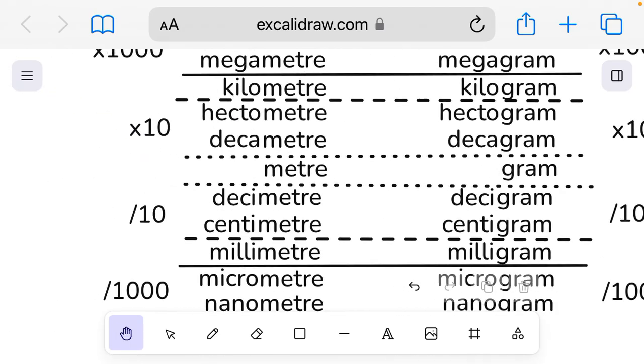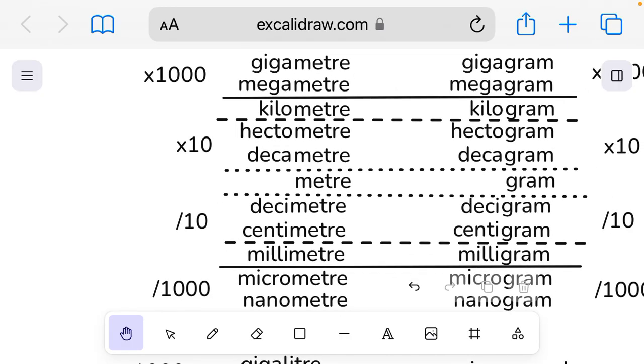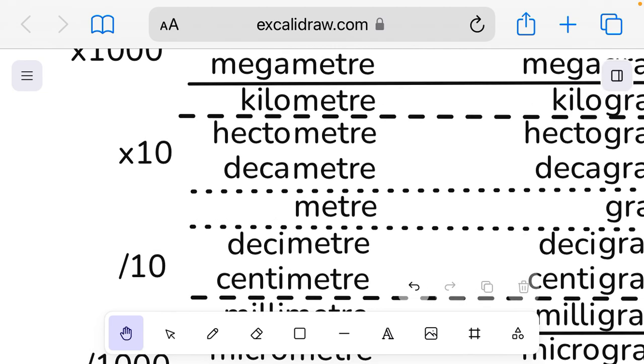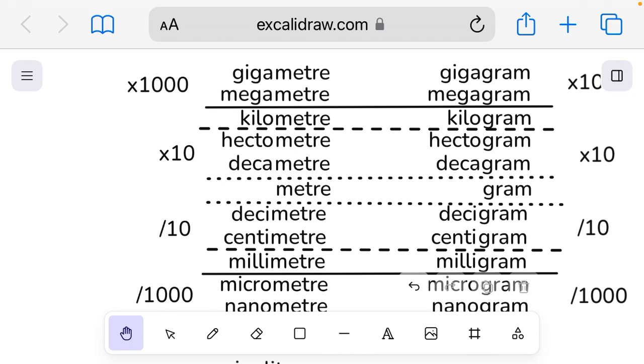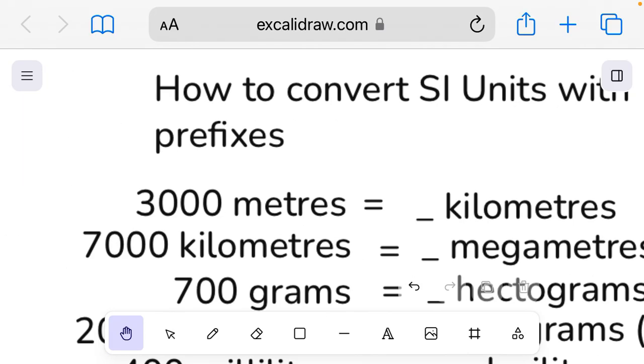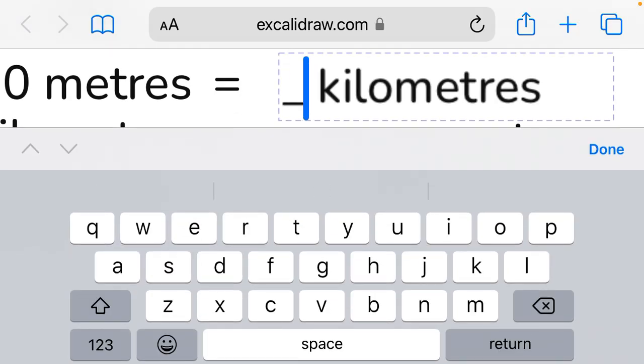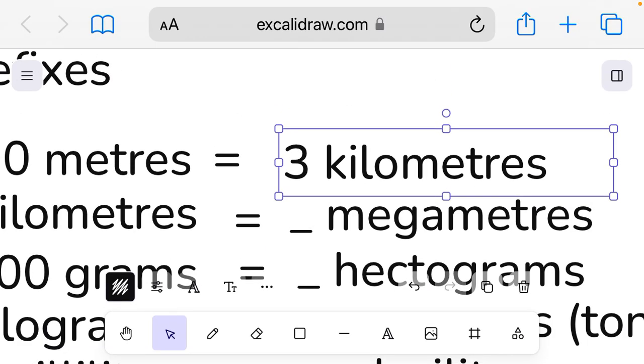Well, check here. The diagram shows that kilo is something 1,000 times larger than the base. Then if you multiply 1 times 1,000, you get 1,000. So 1,000 meters equals 1 kilometer. So what does 3,000 meters mean? Well, it's 3 kilometers.